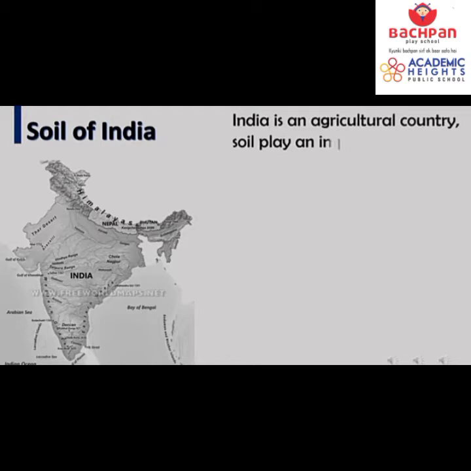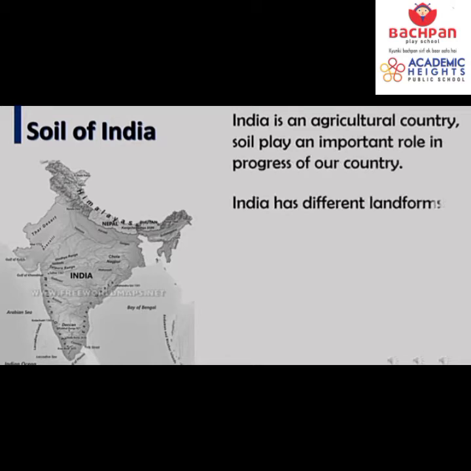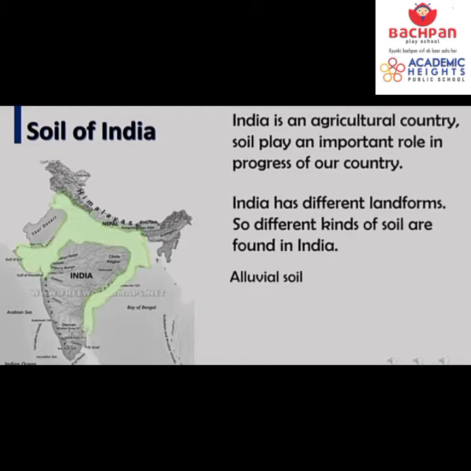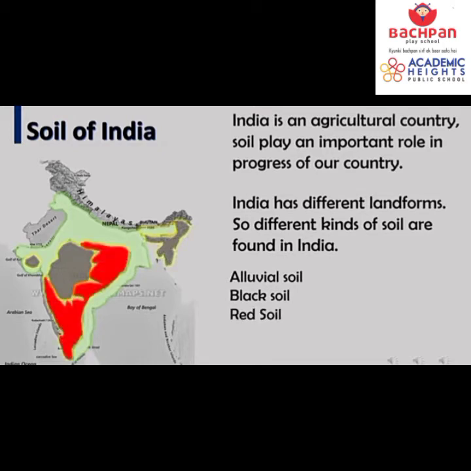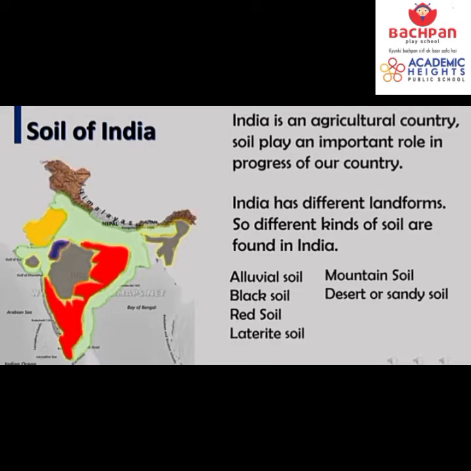India is an agricultural country. So soil plays a very important role in the progress of our country. India has different landforms, so we have different types of soils found in India. We have alluvial soil in green color, black soil in black color, red soil in red color, desert or sandy soil in yellow color, mountain soil in brown color, and laterite soil in blue color. So, these are the different soils that are found in our country.